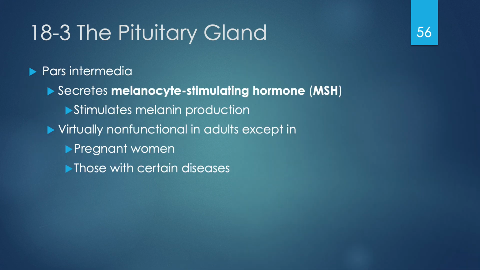Okay, so now that we've discussed the anterior lobe in detail, the pars intermedia, so this is the intermediate part in between the anterior component and the posterior lobe. So the pars intermedia will be secreting melanocyte-stimulating hormone, which of course, like it sounds, stimulates melanin production from melanocytes. Now this is something that's really non-functional in adults, except for in two cases, people with very specific diseases or also women who are pregnant.